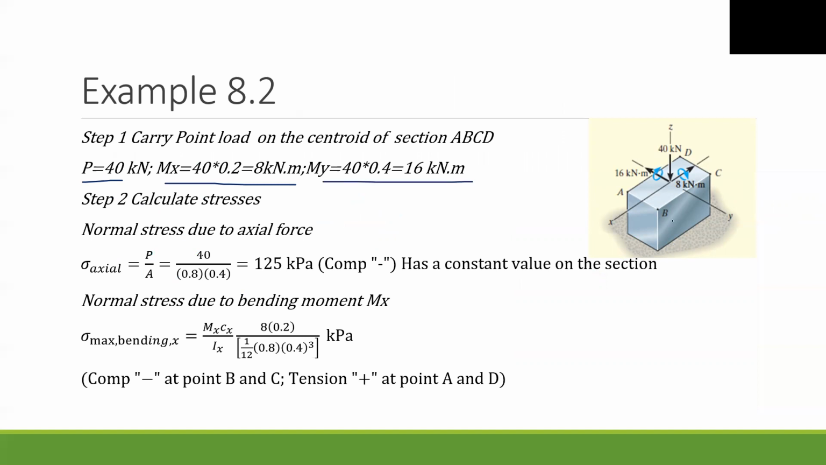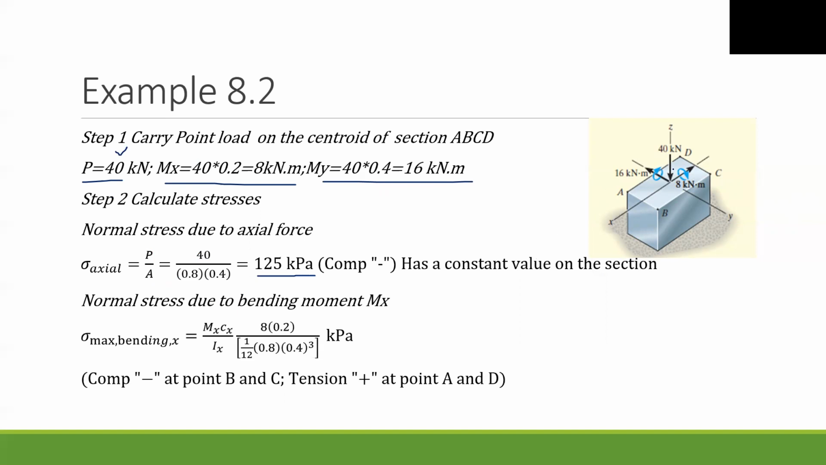There is no shear force occurring in this system, so there is no shear stress on this cross section. Let's start to calculate the stresses separately. First of all, I want to start with the axial force. For the axial force, we have a constant normal stress. Using the P over A formulation, we obtained 125 kilopascal.